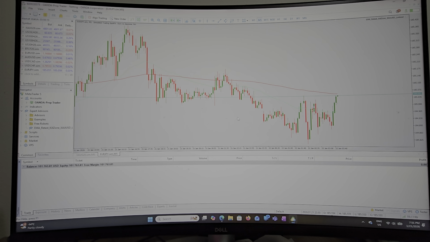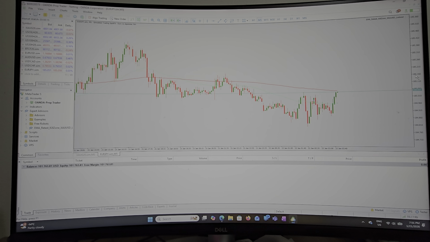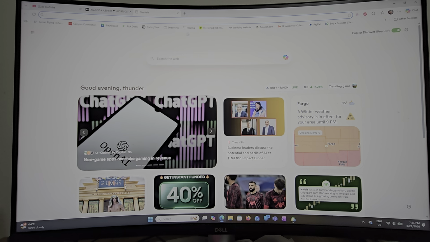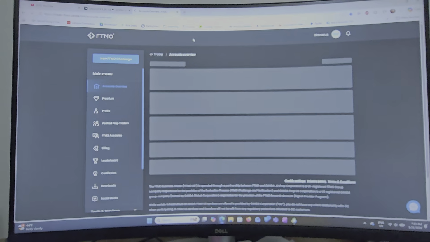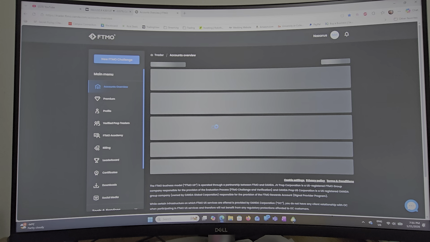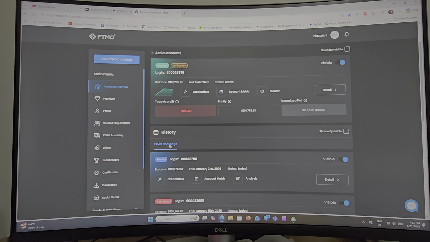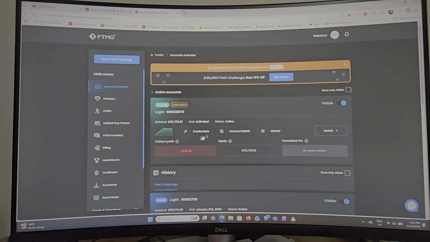I also took a trade today, mainly because I did not want to skip a trading day. If I log into my FTMO challenge account, it's already logged in. We're in the verification step. We already passed the challenge, and we're now at the verification.